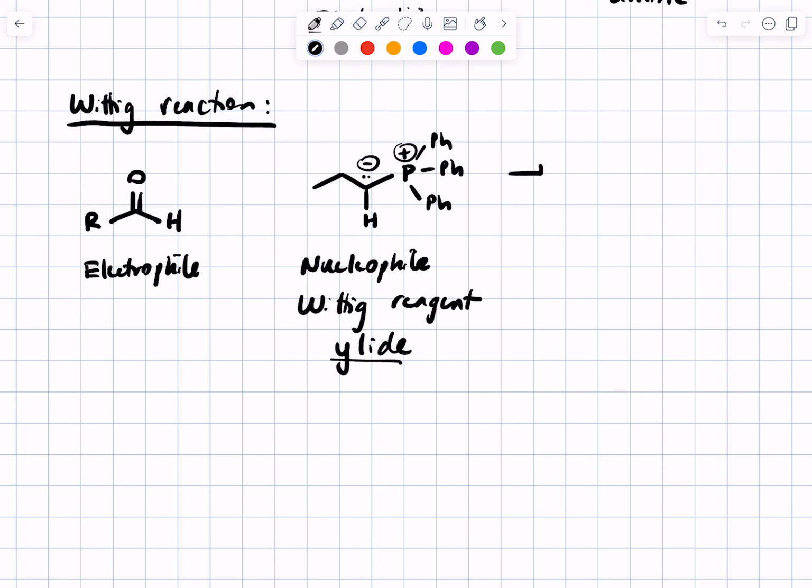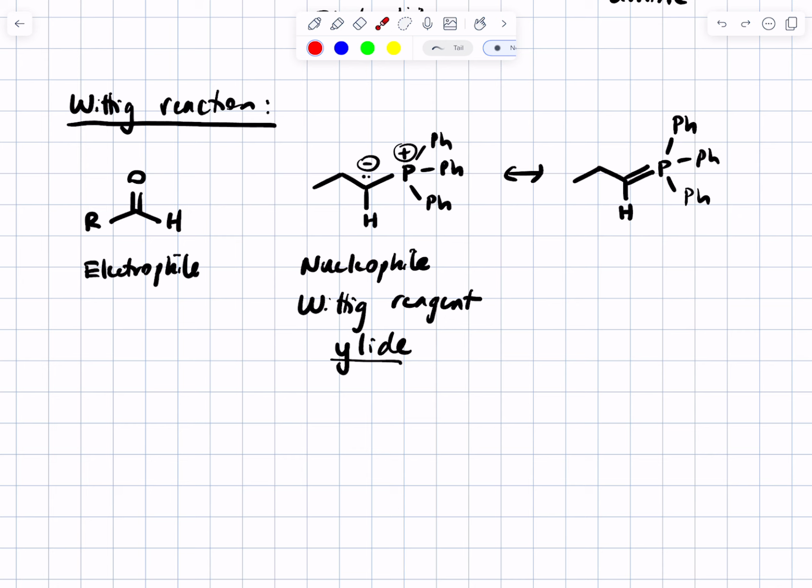Sometimes people will draw this ylide based on the idea that phosphorus can have more than 4 bonds. It's a third row element, and third row and beyond can have more than 4 bonds. So they will take the lone pair on the adjacent carbon, kick it down to form a pi bond with phosphorus, and then just draw the rest of the phosphorus reagent like this without a positive formal charge on the phosphorus. Either of those 2 forms is totally fine. Your text will most often draw it like this. So you need to get used to seeing both and recognizing both as just a Wittig reagent.